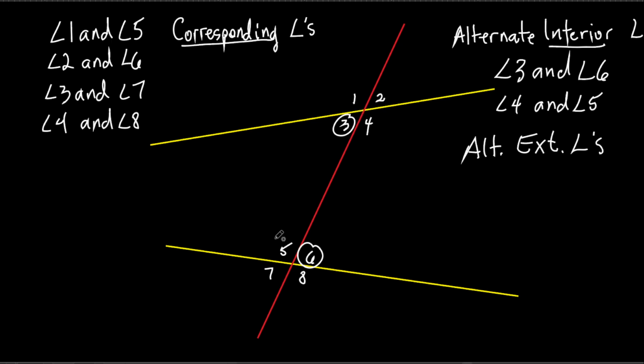What about 4 and 8? 4 and 8 are what to each other? They're corresponding. 4 and 5, what are they to each other? Alternate interior angles. Yep. Okay, 3 and 6 are alternate interior angles.